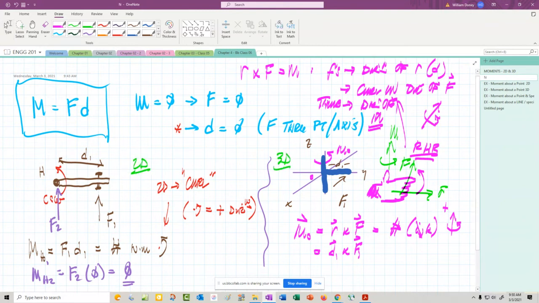This is 3D. Obviously, if we just push on this straight through here with F2, the moment about O due to F2 would be R2 times F2. That would be 0 crossed with a vector, which equals 0, because we're pushing. It's like pushing on these hinges on a three-dimensional door.